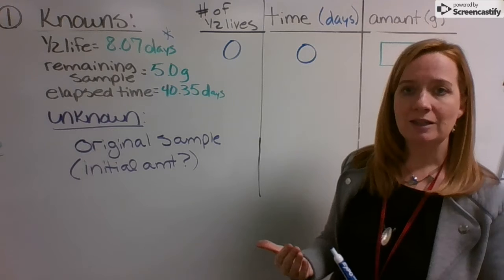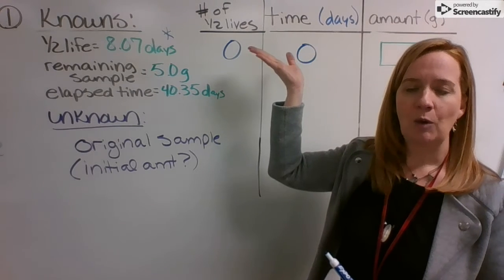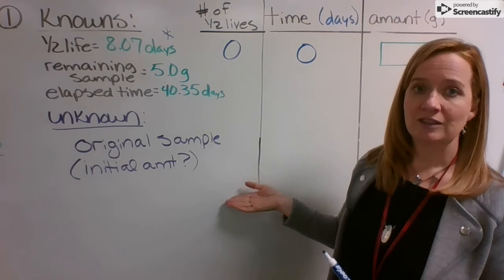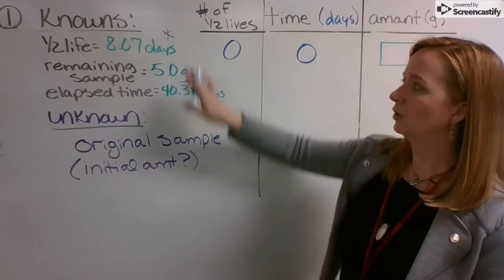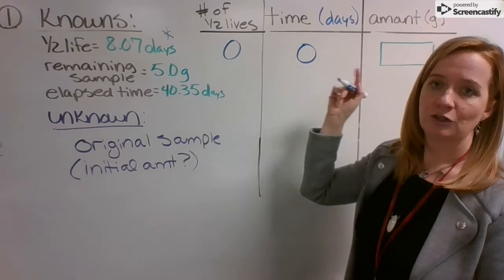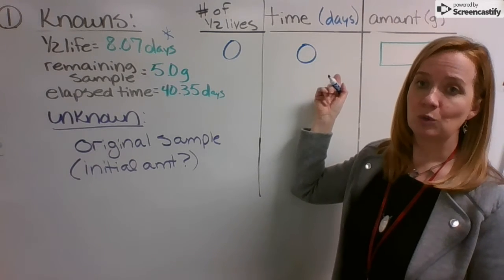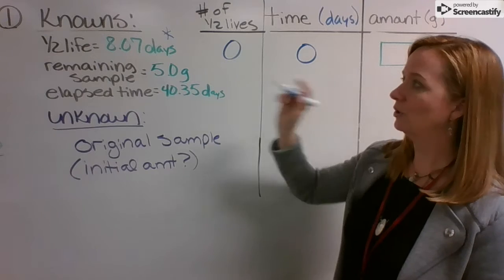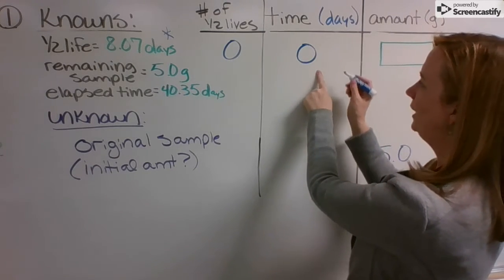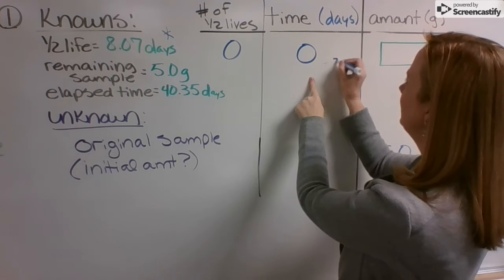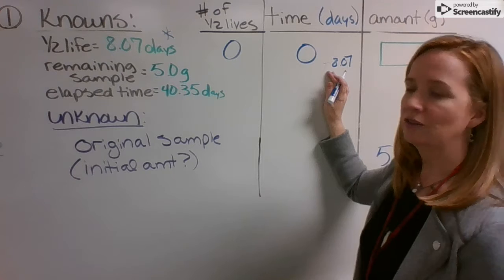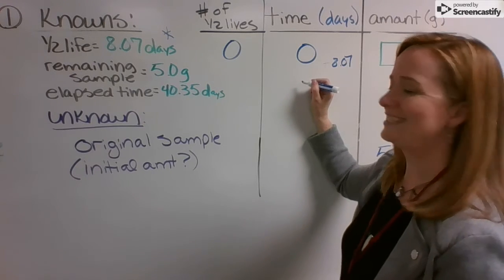However, the problem I end up with is I don't know how many times I'm going to multiply by 2. I need to go and figure out my half-lives. How am I going to do that? Look to see if you know the duration of the half-life. And if they're asking you to determine the initial amount, you almost always will have that value. So at 0, no time has gone by, but wait, I'm going to add 8.07. That means half of my sample has elapsed or has decayed.